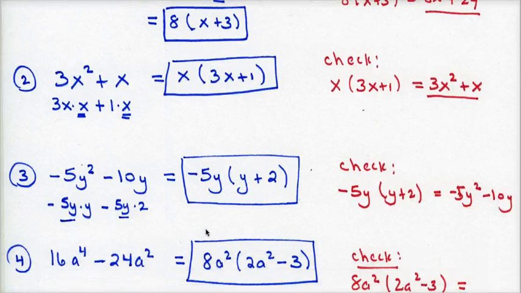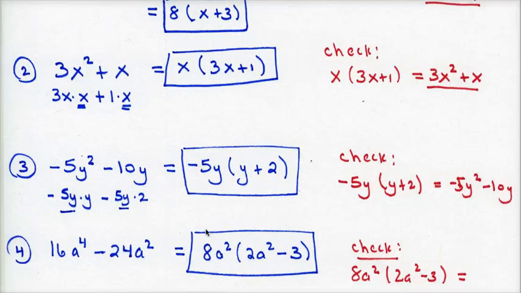So let's move on to another problem. These just get a little bit more complicated. We're building on the fundamentals, building on problem number 1. So I've got 16a to the 4th minus 24a squared. By the middle of this section, I'd like you to be able to do it without breaking it apart. But if you have to break it apart, that is fine.